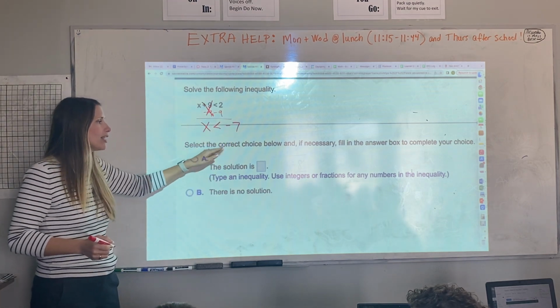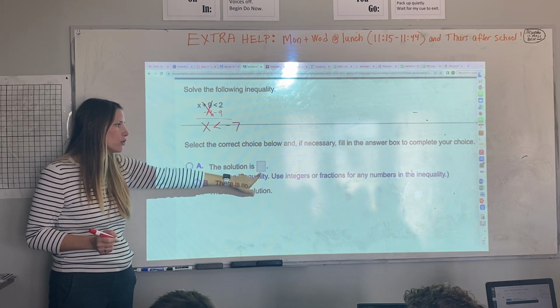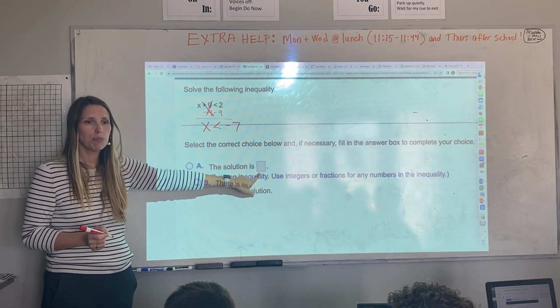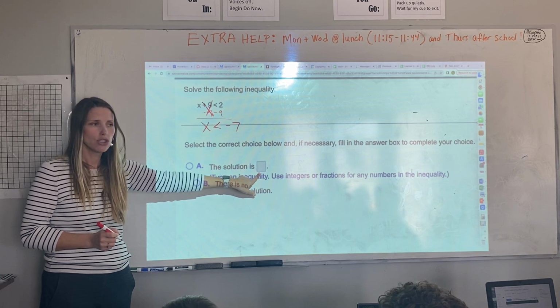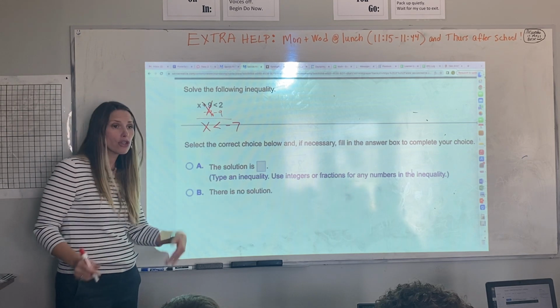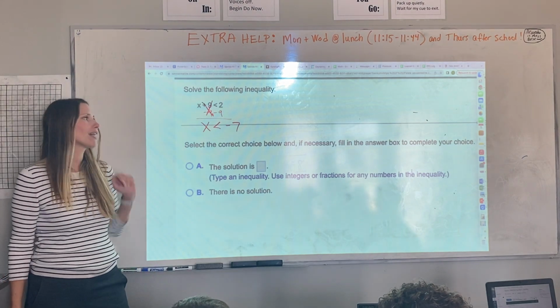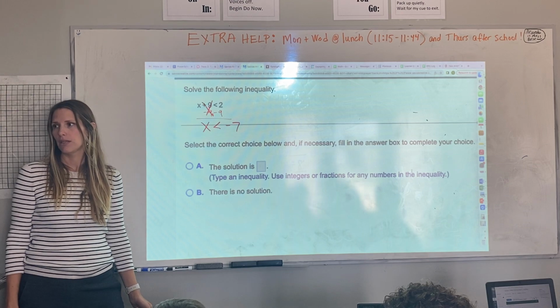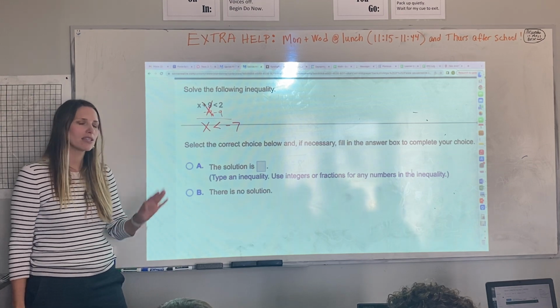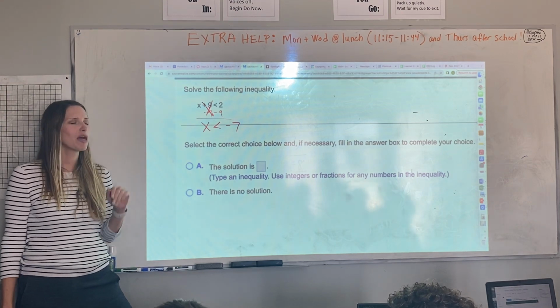Now, when you type that in, if you type in just -7, you're basically saying that x equals -7. So you can't just type in -7. You can't say the solution's -7, because you know what else is a solution? -8. A -1,000,000. And my negative hamster. Just kidding. He's not on the number line.